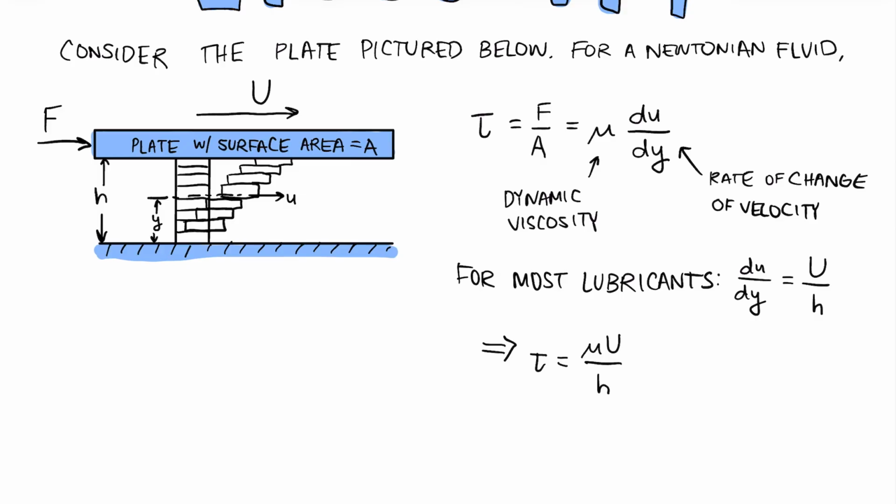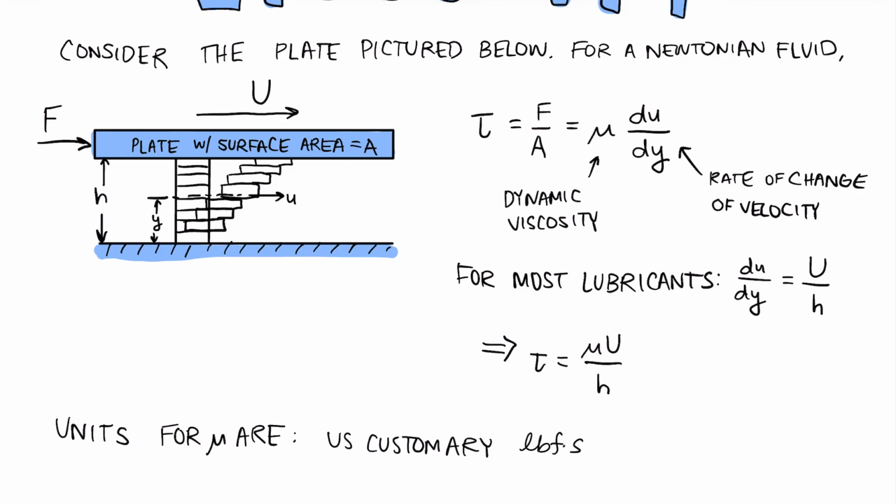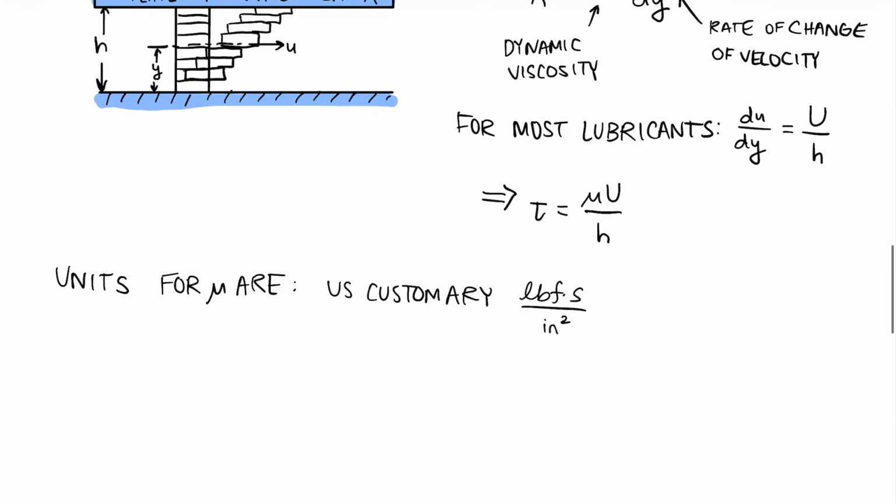Also note for viscosity that we have some new units to deal with. In the US customary system, these units are the pound second per inch squared. This is also a psi second, which has another name, the reyn. And this is named after Sir Osborne Reynolds, the same guy who came up with the Reynolds number.